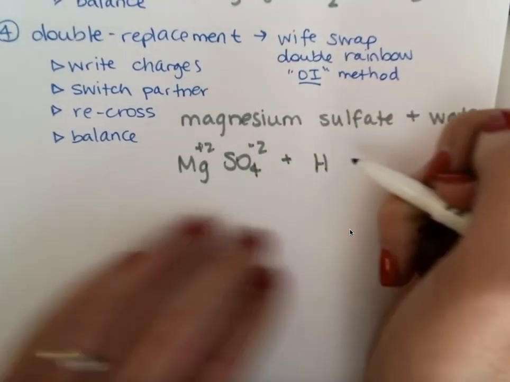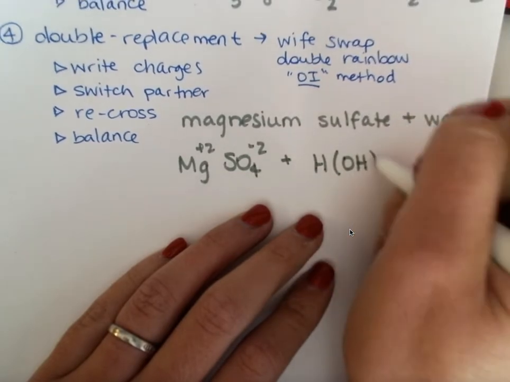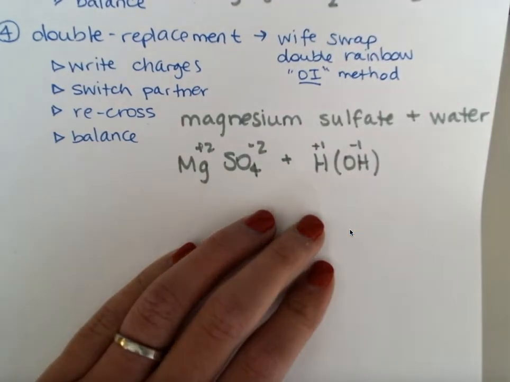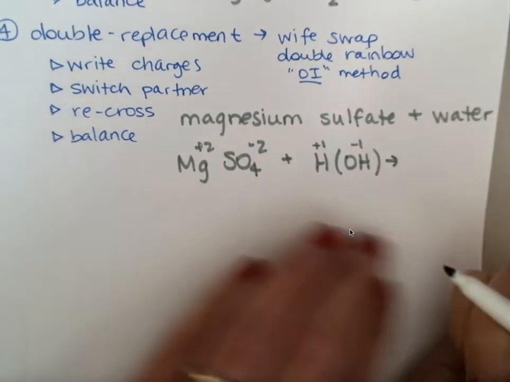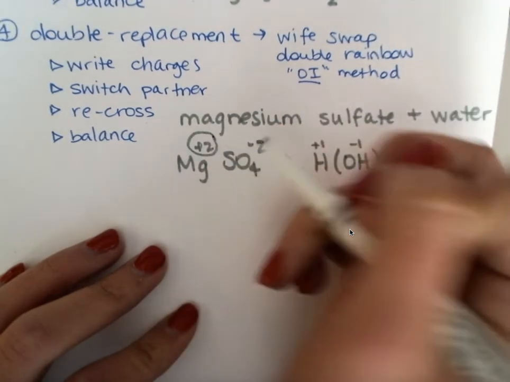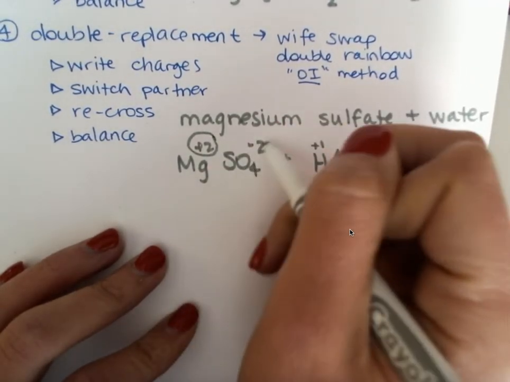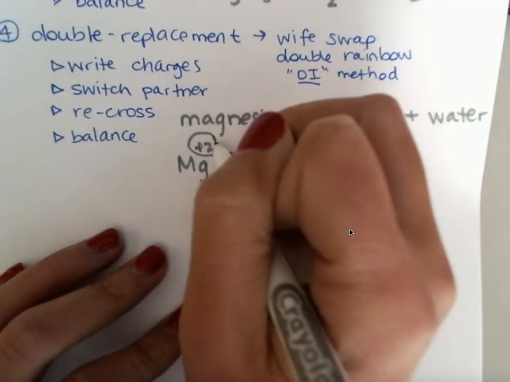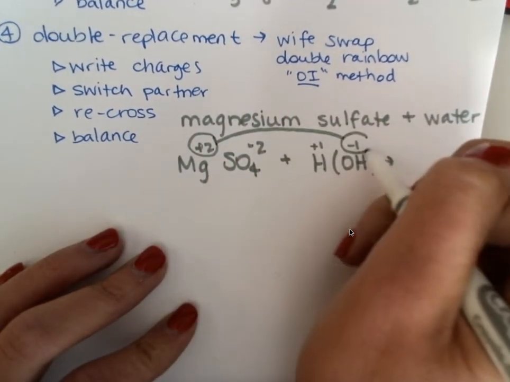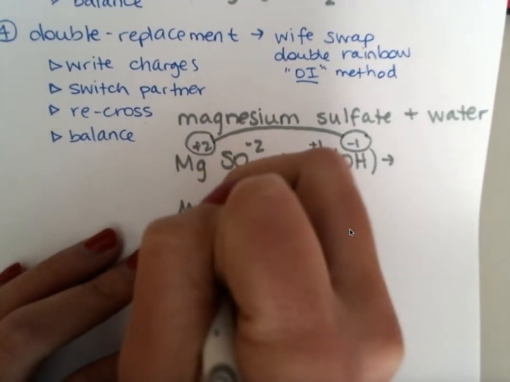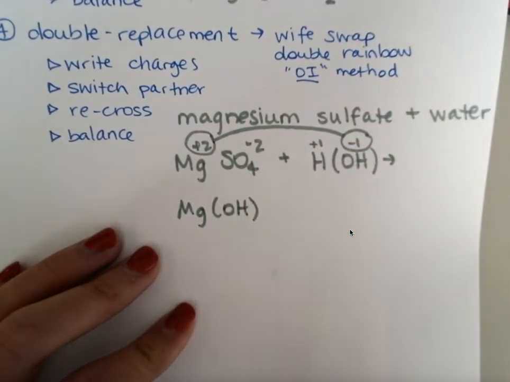Water I have to write as HOH, hydrogen hydroxide. So hydrogen's a +1 and hydroxide's a -1. And so that's going to produce, in my double rainbow, the first cation can't go with sulfate. It's already with sulfate. And it can't go with hydrogen because two cations wouldn't bond. So we go all the way and do the outers, right? The outers. And so we're going to produce magnesium hydroxide.